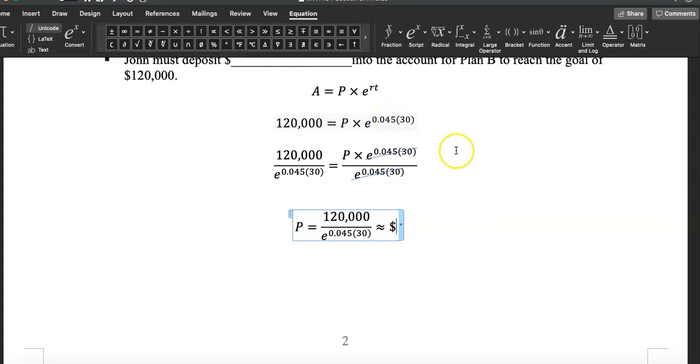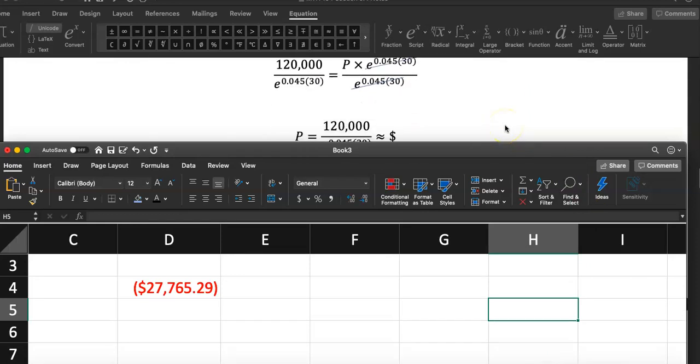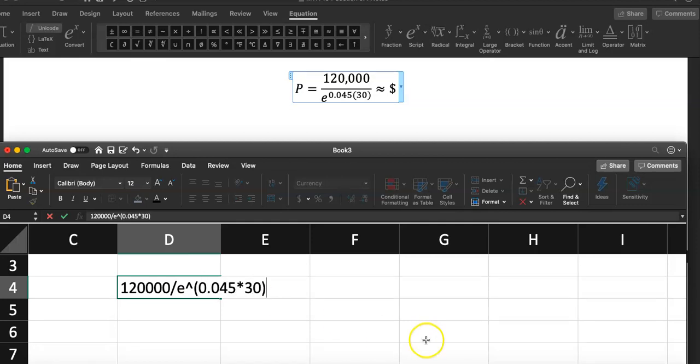So let me go ahead and use my calculator for the day, which is Excel. I'm going to type this in my Excel calculator to figure out the answer. So I'm doing 120,000 divided by e raised to the 0.045 times 30. That's what I'm entering. And let me take a screenshot of that. Oh, but you know what? I forgot to type in an equal sign in front of it.